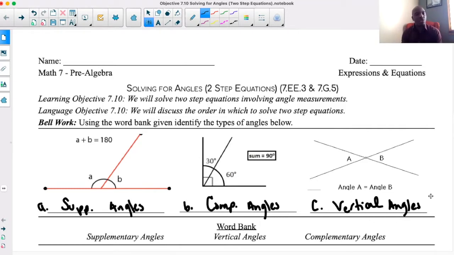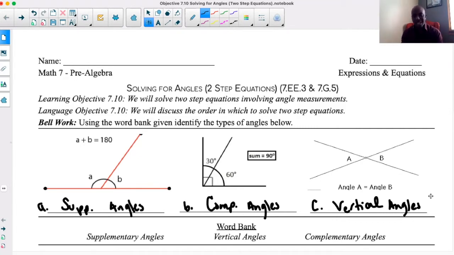Now, why is this relevant? As we go to solve two-step equations today, we're going to play around with geometry, but you're going to first need to recognize what kind of angles we have here. Do we have complementary? Do we have supplementary? Do we have vertical? That's going to determine whether you set it equal to 180, whether you set it equal to 90, or whether you set it equal to each other.